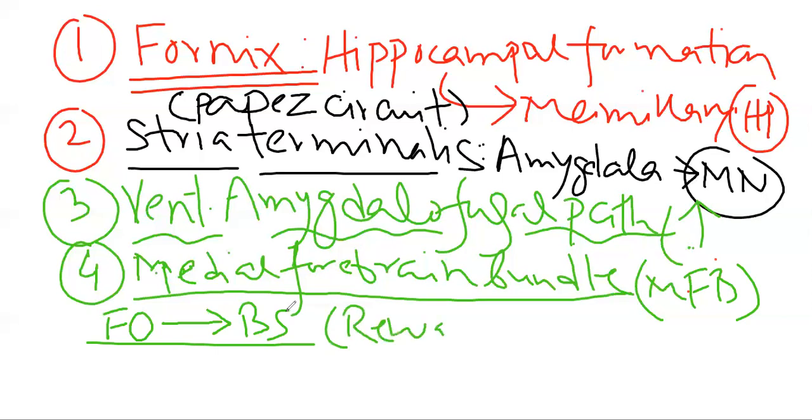Reward and punishment stimulation is basically carried by this medial forebrain bundle. In the case of reward, the neurotransmitter released from the mesolimbic pathway is dopamine. And for punishment, the important neurotransmitter released ultimately in the entorhinal cortex is acetylcholine. All these were discussed in our physiology of learning lecture. Please go through this.